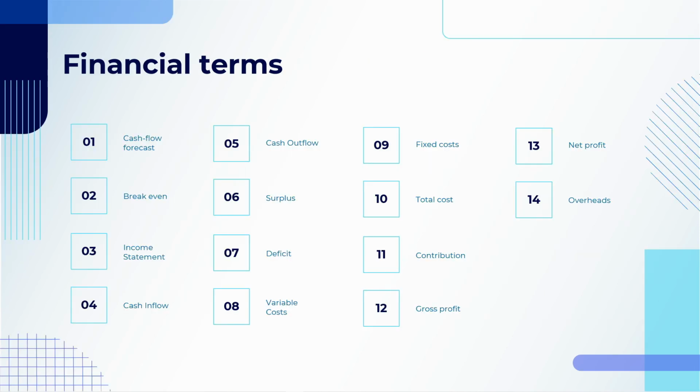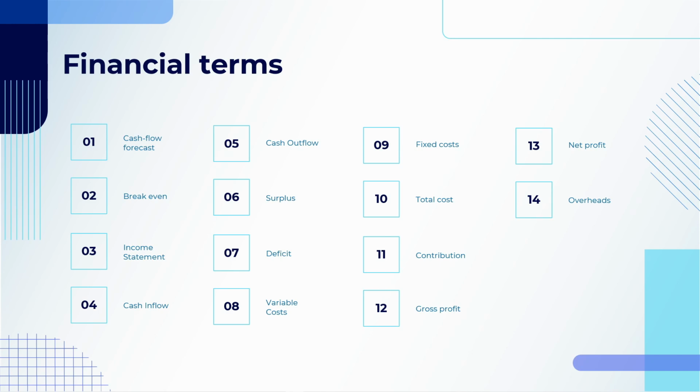Moving forward, let's go through some key financial terms. Number 1, cash flow forecast. A cash flow forecast predicts future inflows and outflows. Number 2, break-even. Break-even is when the revenue, which is the money that you make, equals the costs of running the business. So this is the state when you're not in a profit or loss.